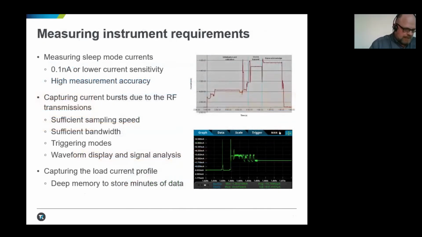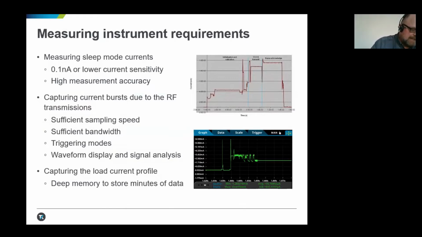To capture all the aspects of your load current, which, to repeat, can be complex wave shapes as shown in the two plots on the right, you need the following measuring capabilities. A 0.1 nanoamp sensitivity if you have a deep sleep mode with just your controller and a few components that need to be operational. Your instrumentation needs sufficient accuracy to trust what you are measuring.